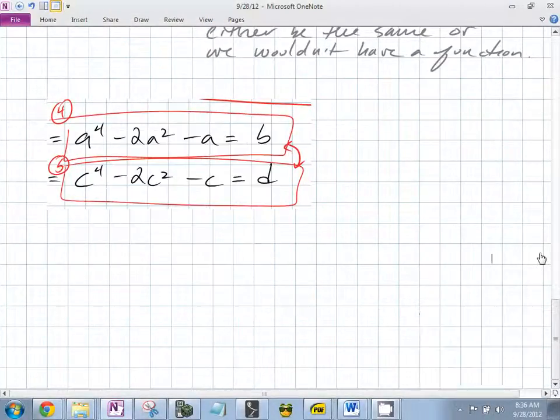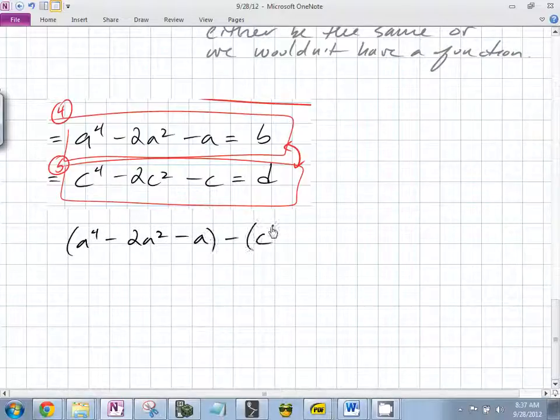Okay, so we have b minus d. So we're going to have a to the 4th minus 2a squared minus a, minus c to the 4th minus 2c squared minus c. What does that equal? B minus d. So let's go back up.